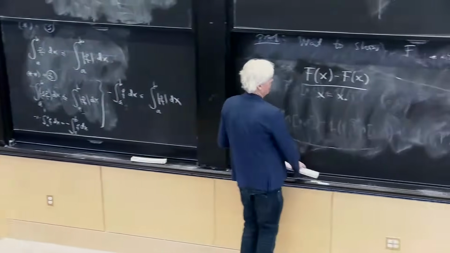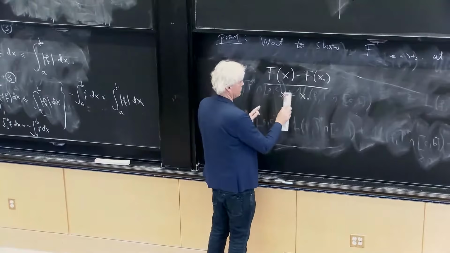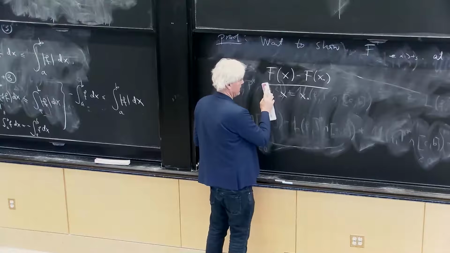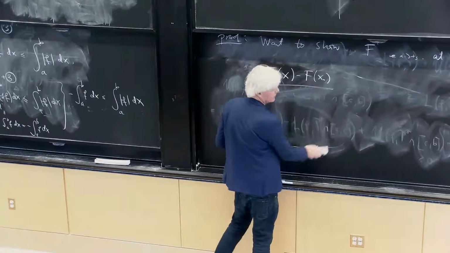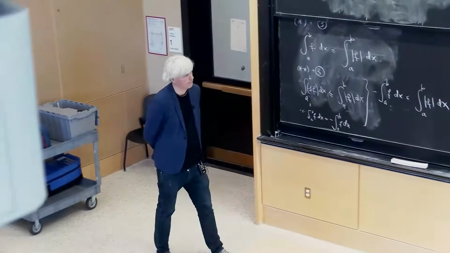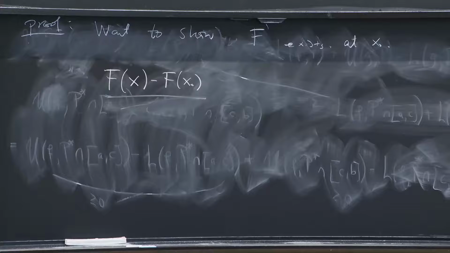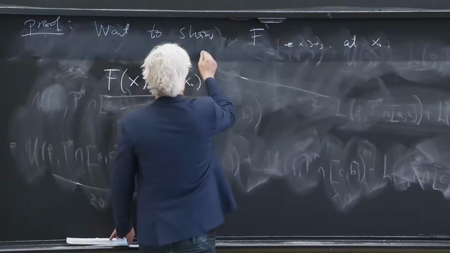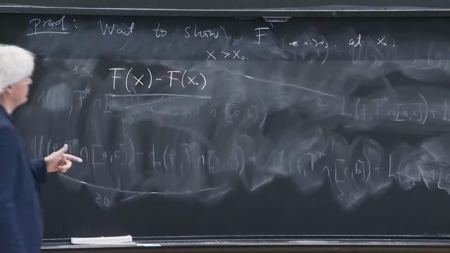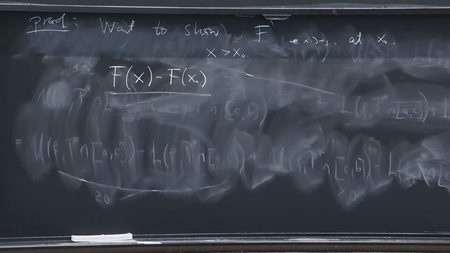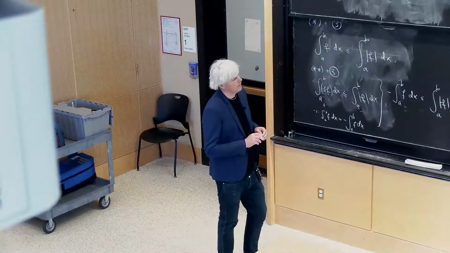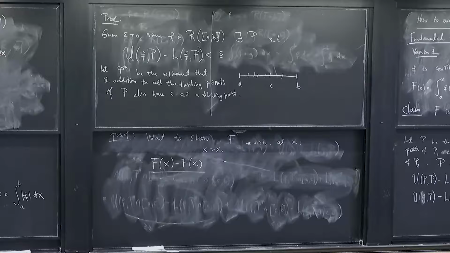So in order to estimate this, let me not divide first. Let me just look at what this difference here is, and then afterwards, I'm going to divide by x minus x0. So if I'm looking at this, for the sake of argument, assume that x is bigger than x0. Of course, I need to also see when I'm approaching x0 from the other side, but the argument for that is similar. So I just assume that x is bigger than x0.